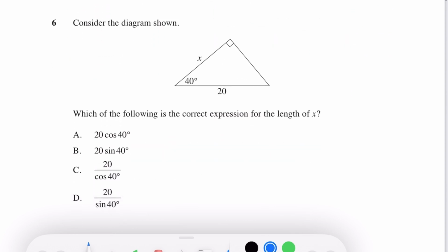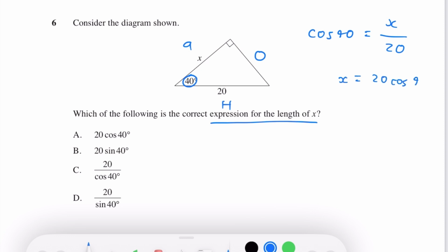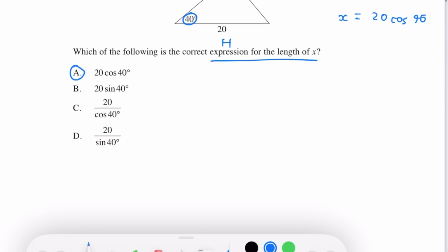Okay, 6. Consider the diagram shown, which of the following is the correct expression for the length of x. So the angle they've given us is this 40. So that means that's going to be opposite, that's going to be adjacent, that's going to be hypotenuse. So we're going to be looking at a cos relationship. So cos 40 is equal to adjacent, which is called x, over hypotenuse, which is 20. So if you multiply both sides by 20, x is going to be equal to 20 cos 40. So that means A will be your answer for question 6.